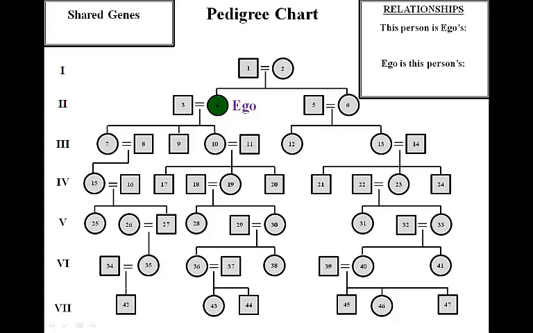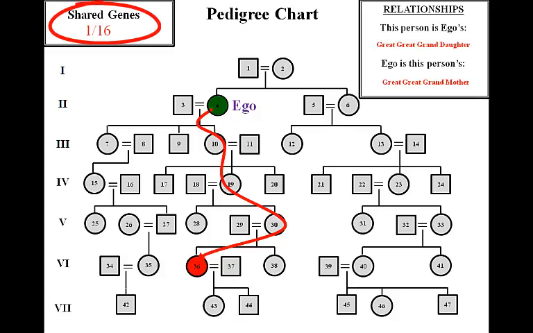We start with number 4, designated as ego, and we ask the question, what is ego's relationship to number 36? We note that number 10 is ego's daughter, number 19 is her granddaughter, number 30 is her great-granddaughter, and therefore number 36 is her great-great-granddaughter, and she is the great-great-grandmother. And you note in the upper left that the shared genes are 1/16.